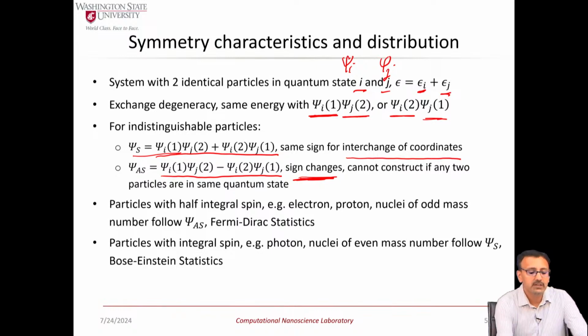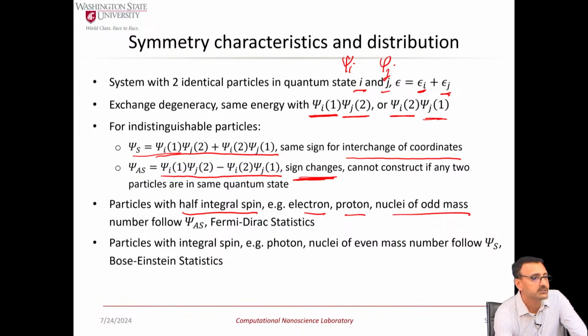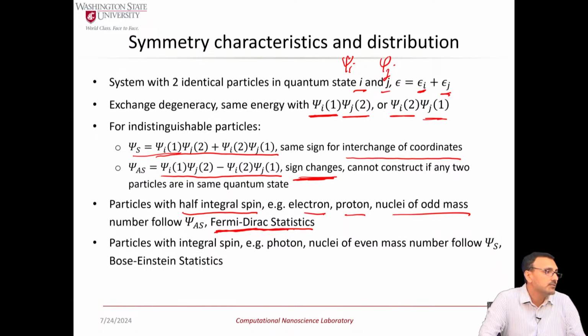So, that is where we come to, we can now classify particles as those that have half integral spins such as electrons, protons, nuclei of odd mass number, and these particles follow the Pauli's exclusion principle, which basically says that these particles cannot flock to the same quantum state. They have to be in distinct quantum states. And therefore, now we know already from statistical mechanics, these particles that follow the exclusion principle behave as fermions, and then they follow Fermi-Dirac statistics, and we can use Fermi-Dirac statistics to derive their properties.